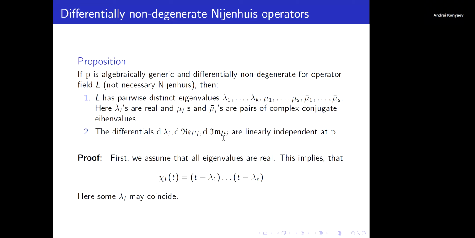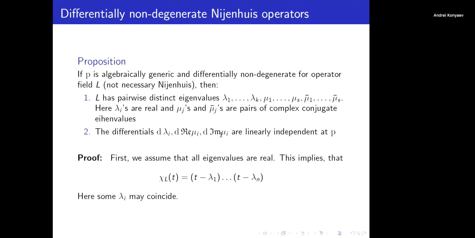And then what we know, because it's differentially non-degenerate, we have L, it has pairwise distinct eigenvalues: first real ones, then a pair of conjugate complex ones, and the differentials of these functions are linearly independent. Those functions are actually lambda and the real and imaginary parts of mu. We used this notation in the previous lecture.